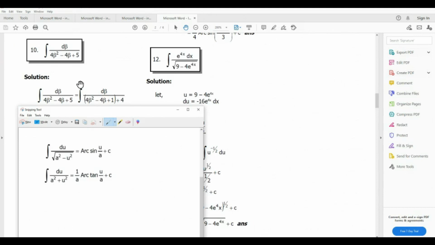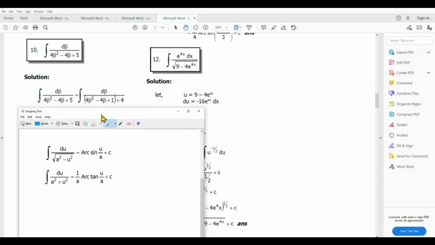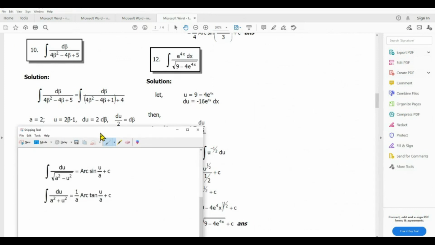Hindi ko rin ma-recall. Pero by inspection, malalaman ko na kung ano yung kailangang idagdag mo doon para maging perfect square. And this one is, kailangan siya ng 1. Sige, i-discuss ko na lang later kung paano yung pag-perfect square nito. May procedure yon. Re-recall na lang natin. So, mangyayari dito, mag-a-add ka ng 1. Yung 5, hatiin mo sa 1 tsaka sa 4.